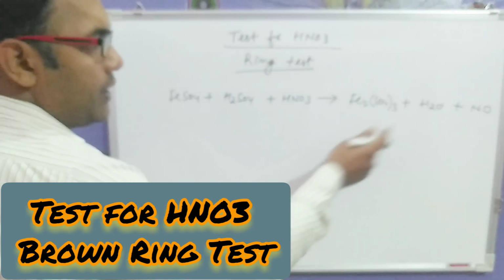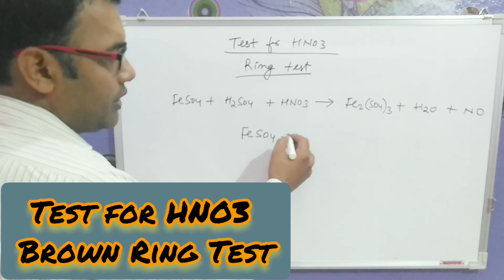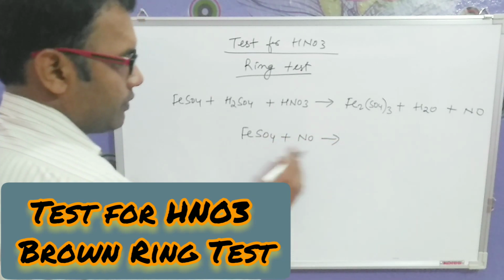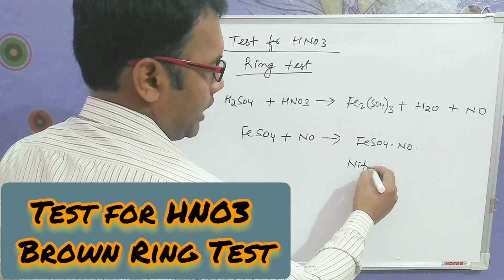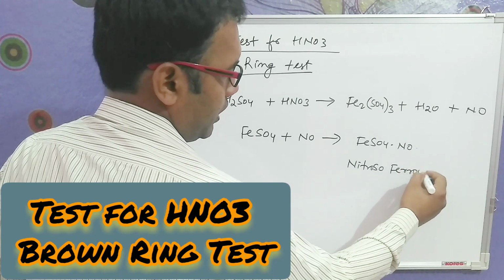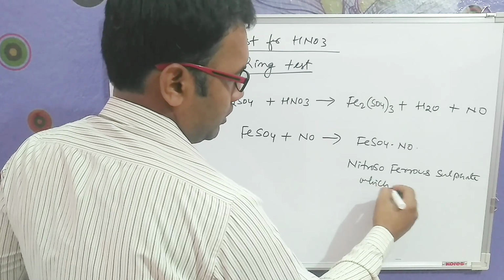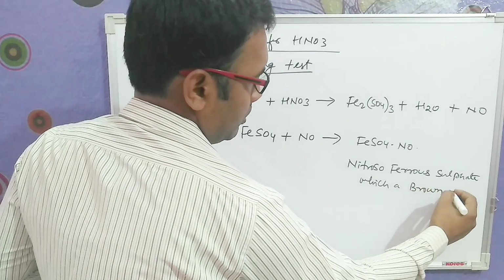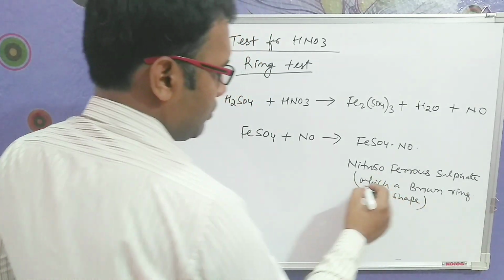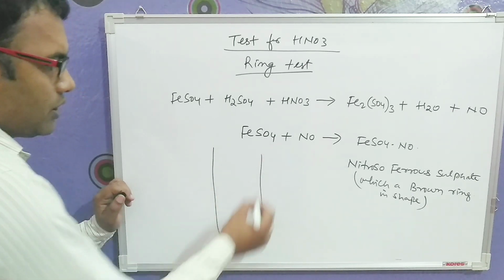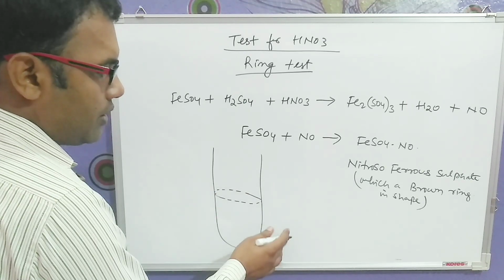Now the nitric oxide which is formed here will once again react with ferrous sulfate and form FeSO4.NO. This is known as nitroso-ferrous sulfate, which is a brown ring in shape. So if we look at a test tube, what happens when this formation takes place? In the middle you will see a brown color ring formation.